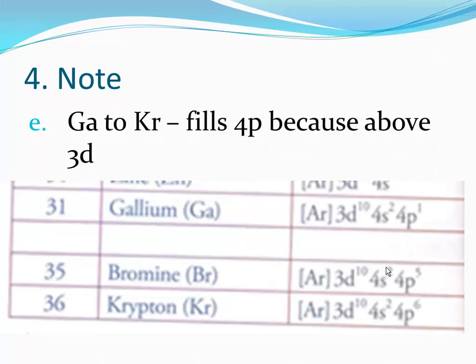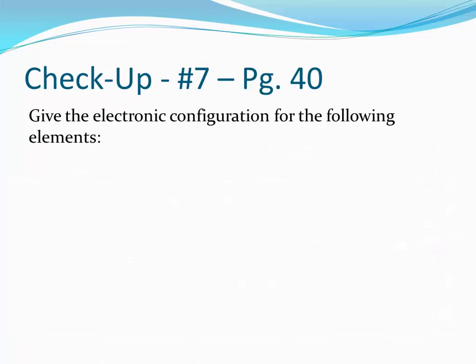Once you get past the d block, so the d is filled, it can only hold 10 electrons, you go into the 4p. So you can see gallium is 4p1, and bromine's 4p5, krypton 4p6.